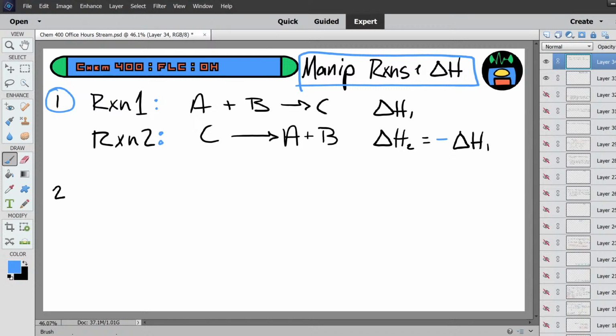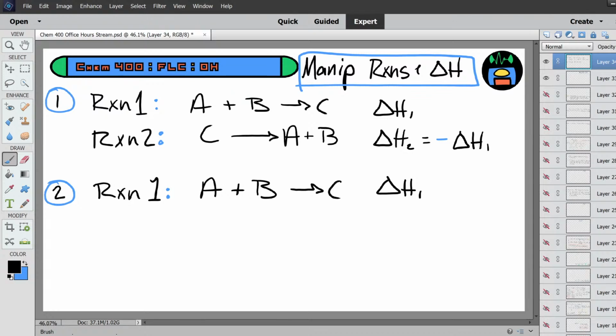That's the first relationship. Second relationship, if you have a reaction 1, where you have A plus B going to C, and let's say we have a delta H for this reaction, that's delta H1. Let's say we have a second reaction where we multiply everything in our first reaction by a number. So now we have 2A reacting with 2B to produce 2C.